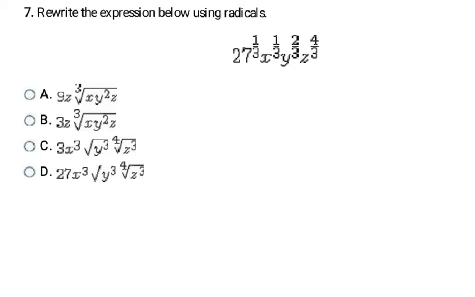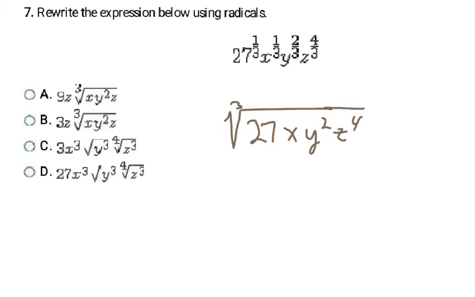So I look at this problem and I see all of the fractions have a denominator of 3. So that means all of these, when I put it into radical form, is going to be the cubed root. So 27, that's going to be raised to the first power, which is just 27. And then I'm going to have x raised to the first power, which is just x. And then I'm going to have y squared, because that's the numerator of the fractional exponent. And then I'm going to have z to the 4th, because that's the numerator of the z fractional exponent.